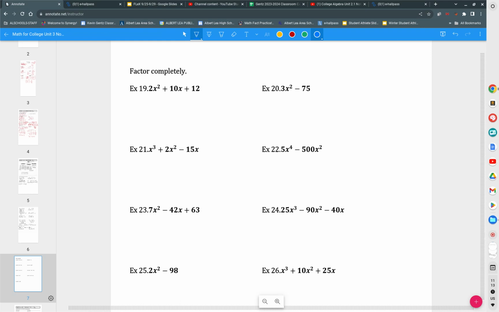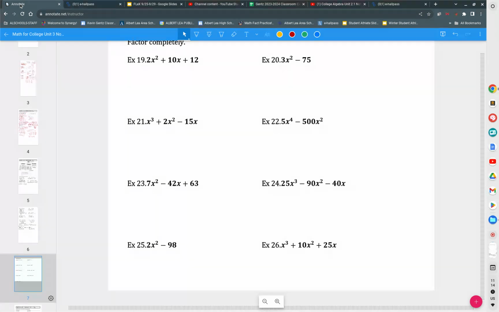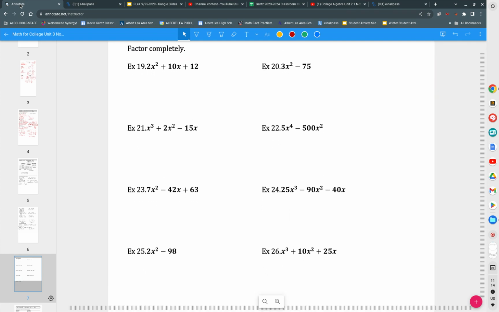Did we do 19 and 20 together? Yeah. Wait, what? Where is... Does everybody see this spot in their notes?